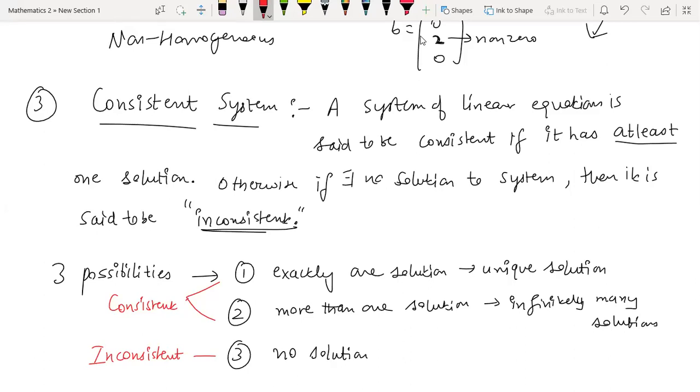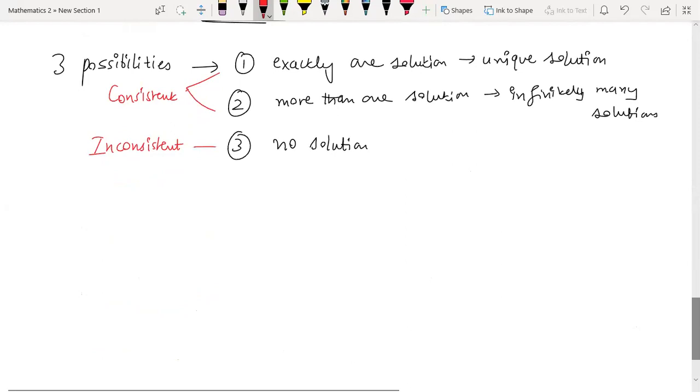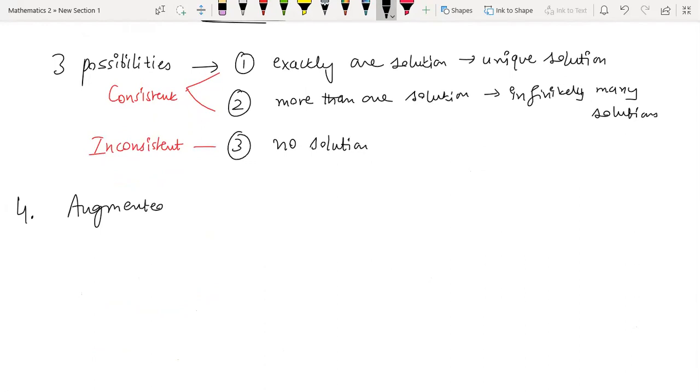So let me move ahead towards the next term which we are going to introduce: augmented matrix. Now this is something you might probably know already. So we have this system AX = B. So we know that A is known as the coefficient matrix. Now I am going to construct a new matrix. I will append the right hand side in this.